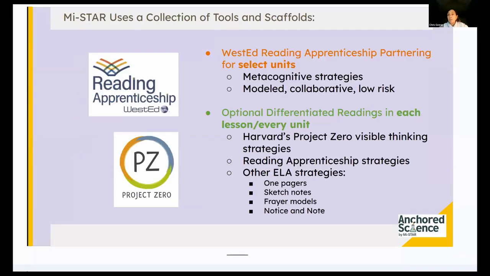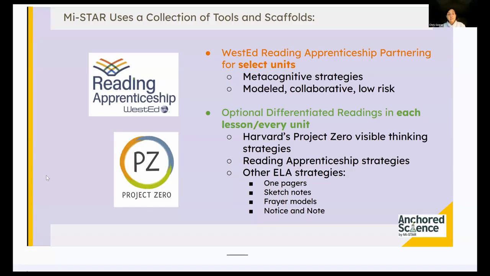we embedded a bunch of those with Heather's help and with some of our MyStar teachers' help in 7.1 and 8.1. And then we were not going to be able to do that for all of our units. Plus, it also makes the units a little longer. So there's that. But what we did do then is go through all of our units in all of our middle lessons, and we added our differentiated readings.